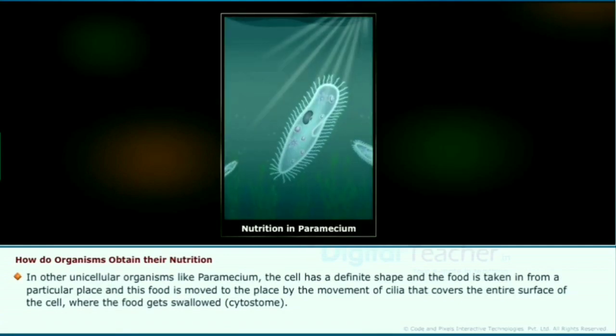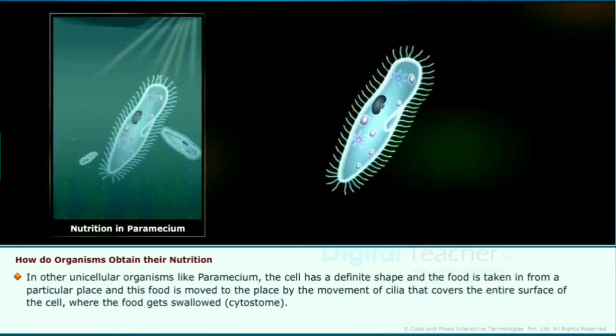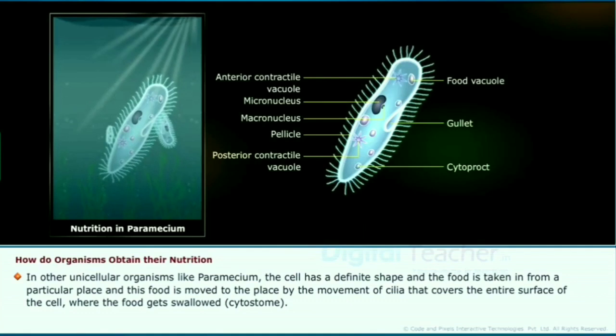In other unicellular organisms like Paramecium, the cell has a definite shape and the food is taken in from a particular place. This food is moved to the place by the movement of cilia that cover the entire surface of the cell, where the food gets swallowed.